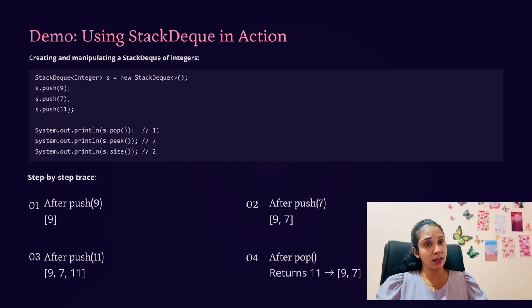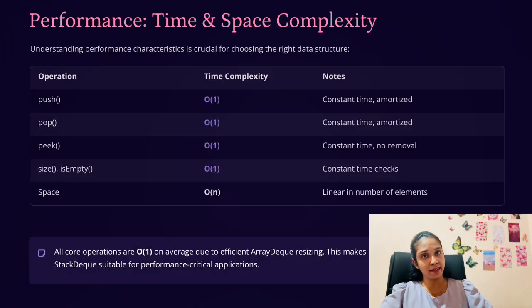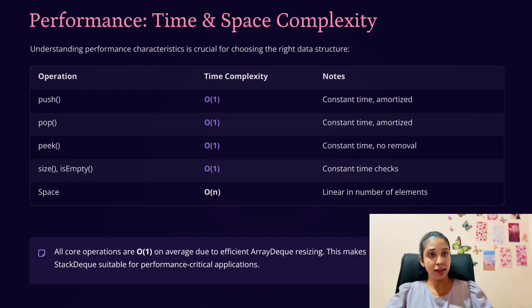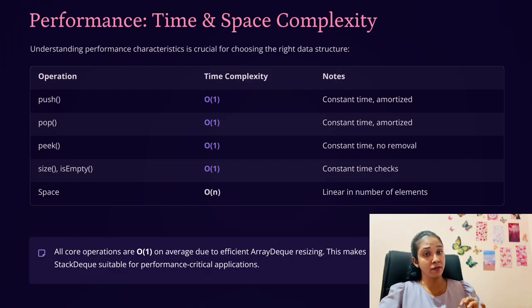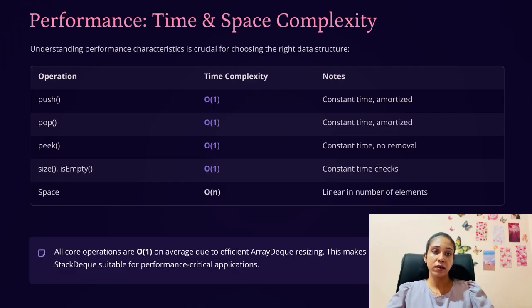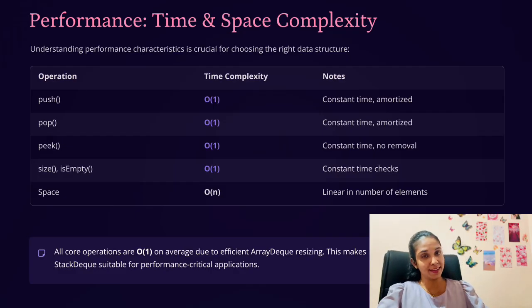Performance and complexity. All main operations are O(1) on average. Push, pop, and peek take constant time thanks to the array-based resizing of ArrayDeque. Space grows linearly with elements, O(n). That's why this structure is efficient and widely used in Java applications.